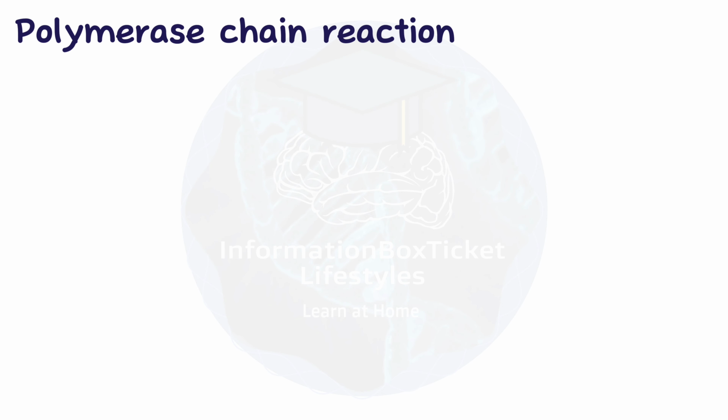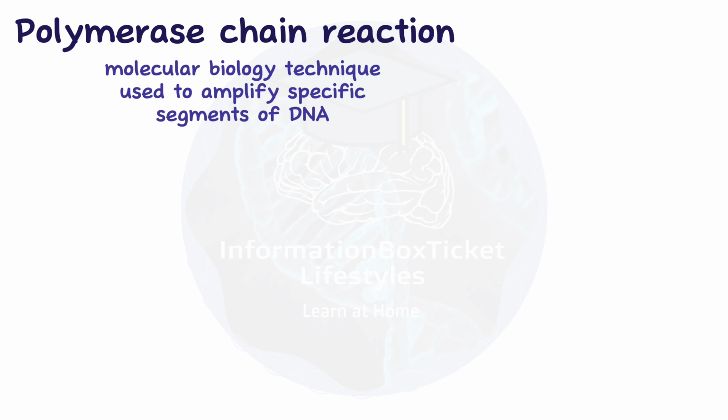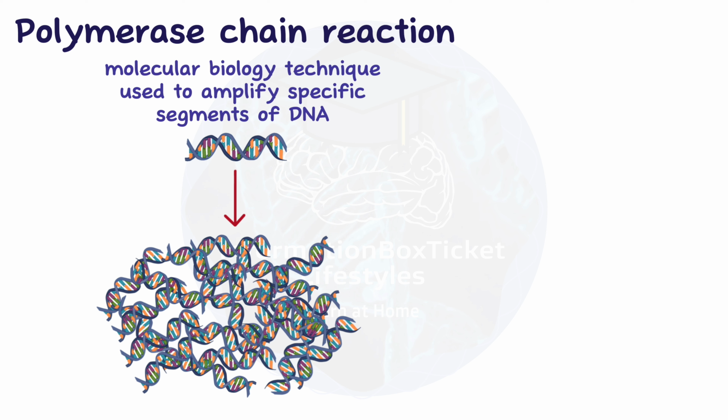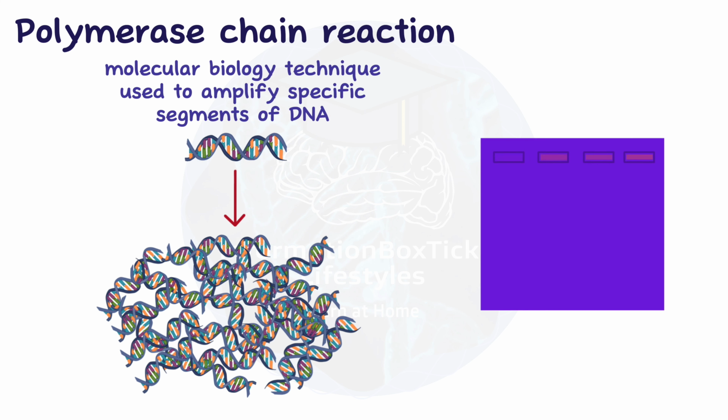Polymerase chain reaction, commonly known as PCR, is a molecular biology technique used to amplify specific segments of DNA. Let's rewind a bit. A single DNA copy is actually a very small amount to work with. To make it easier to study, we generate many, many copies of that DNA, essentially multiplying it to workable amounts. This way, it becomes much simpler to analyze. For instance, if we want to see the DNA, we can apply a method called gel electrophoresis.